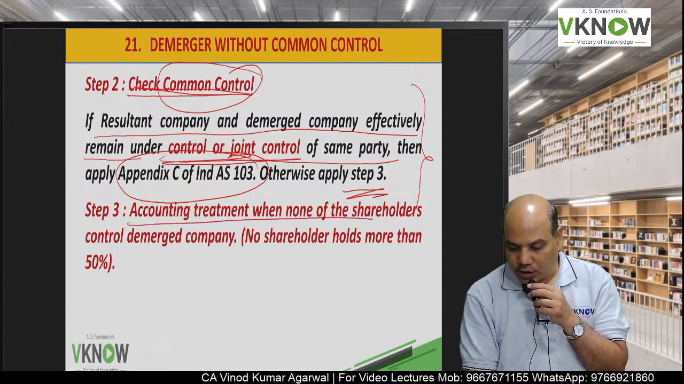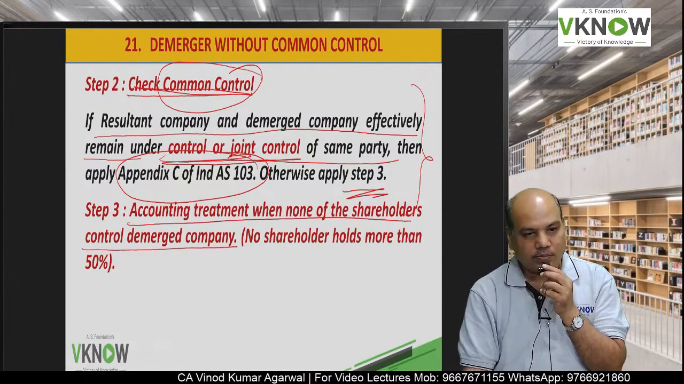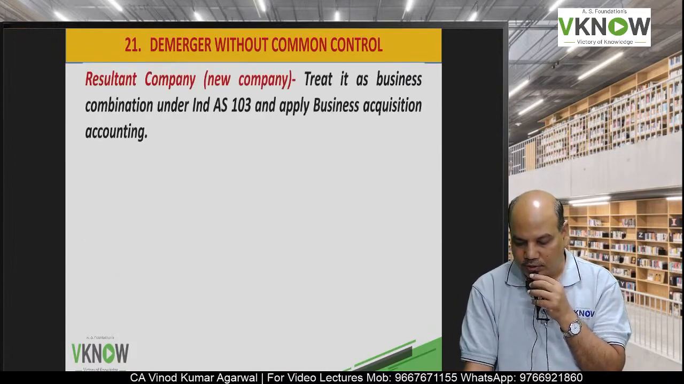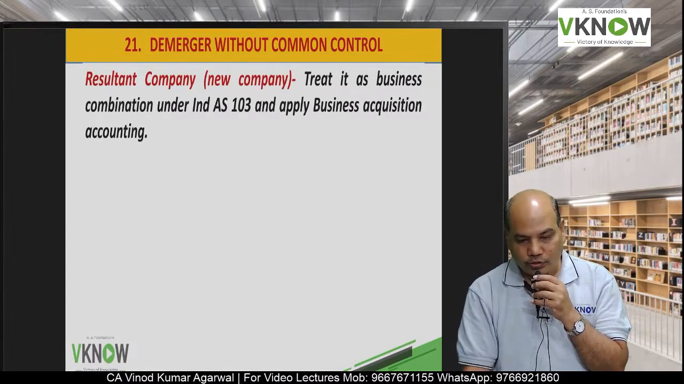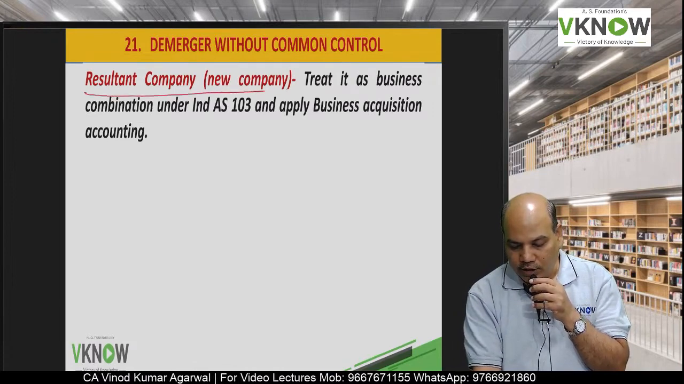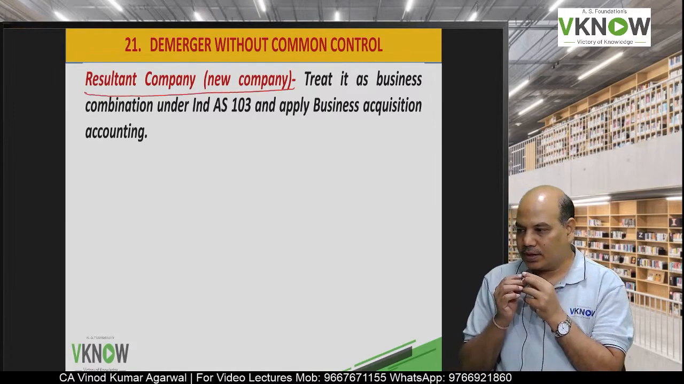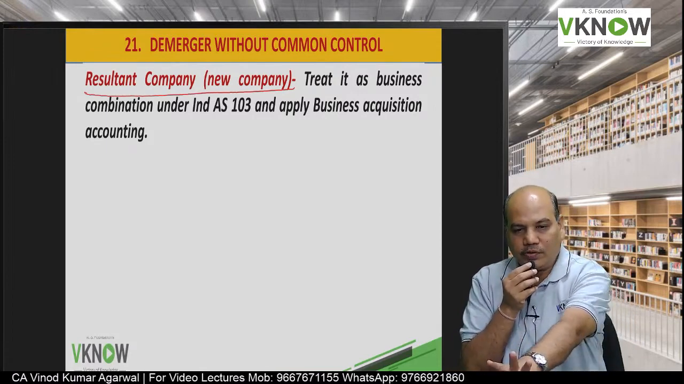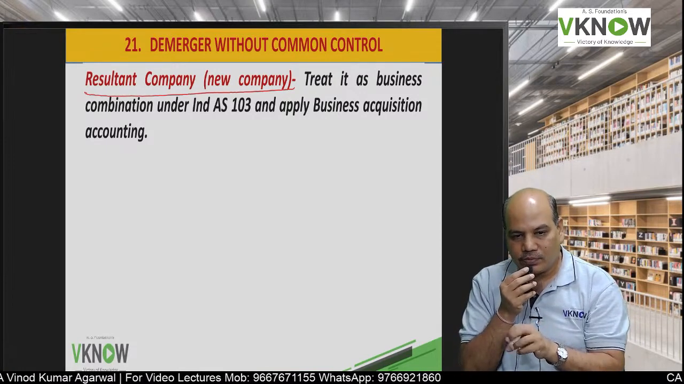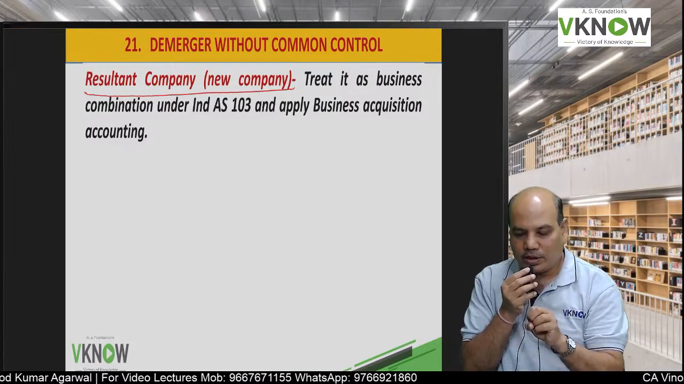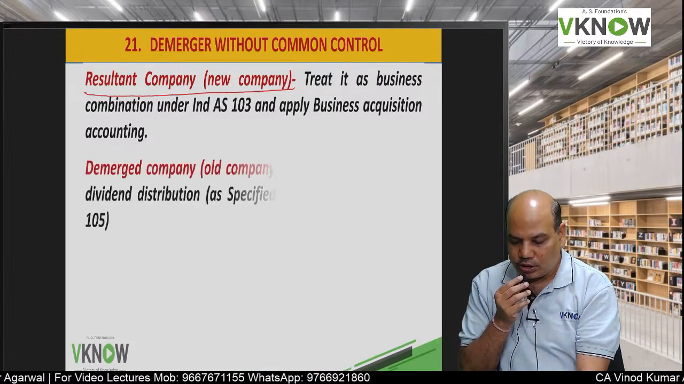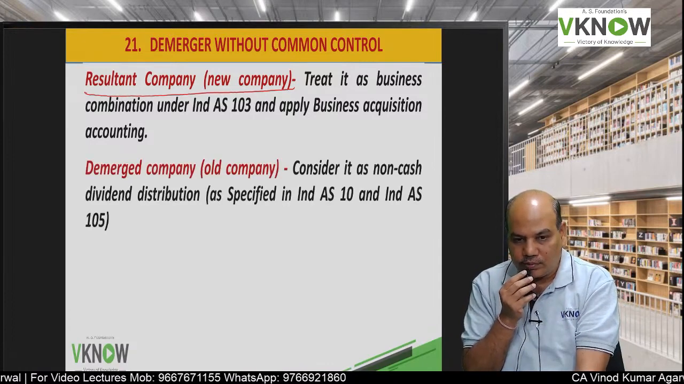Accounting treatment when none of the shareholders control the demerged company, that is, no shareholder has more than 50%. First of all, think from the resultant company point of view. The resultant company means the new company. The new company is acquiring a business. It will simply apply Ind AS 103 business combination accounting.